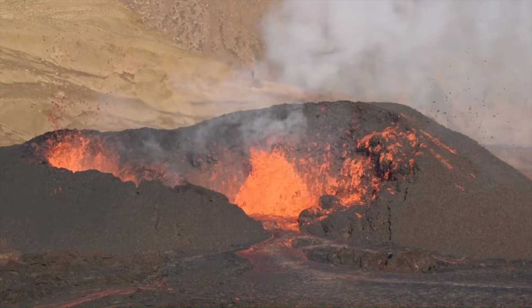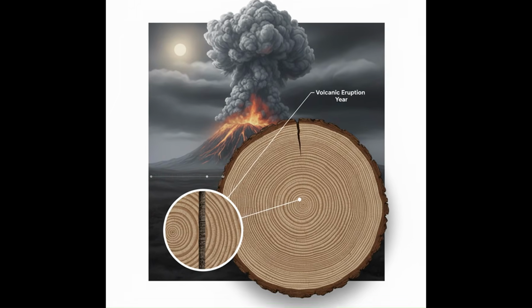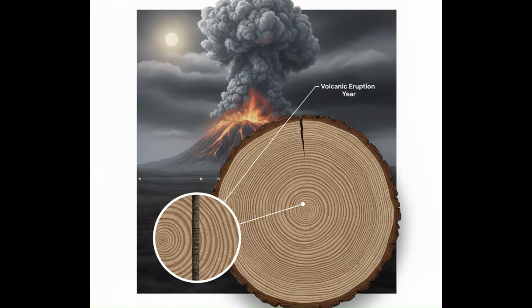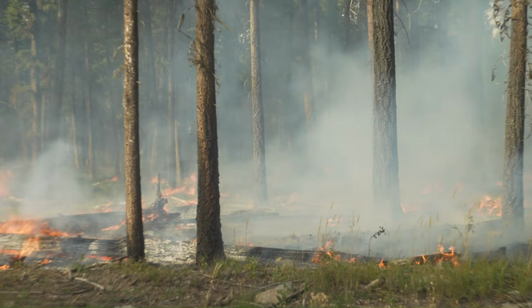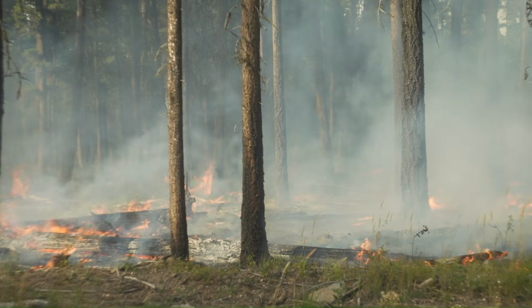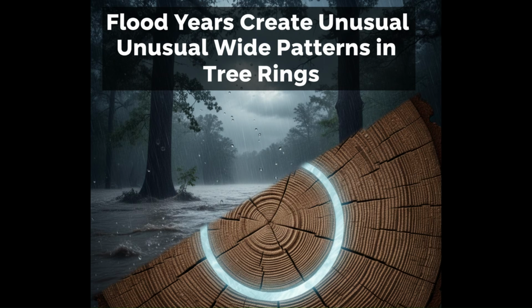When a big volcano blocks the sunlight, the tree grows slowly, and that year's ring becomes thinner. Forest fires also leave dark scars inside trees. Flood years can create unusual white patterns.